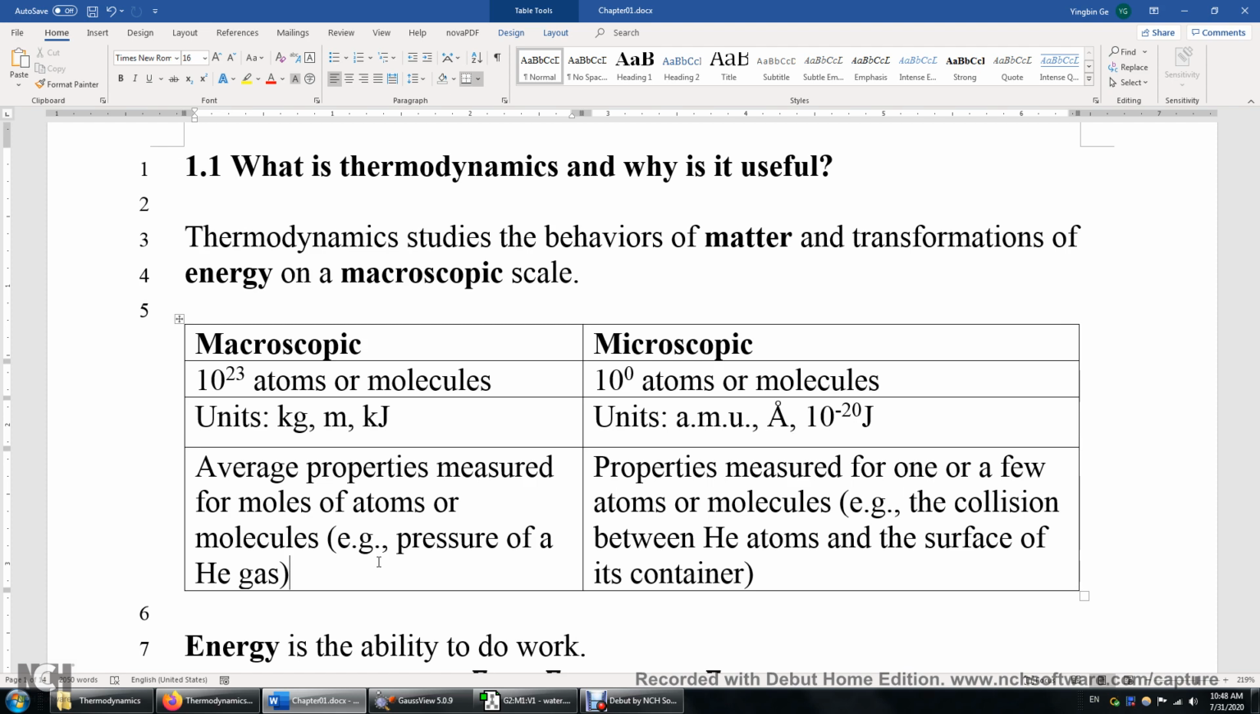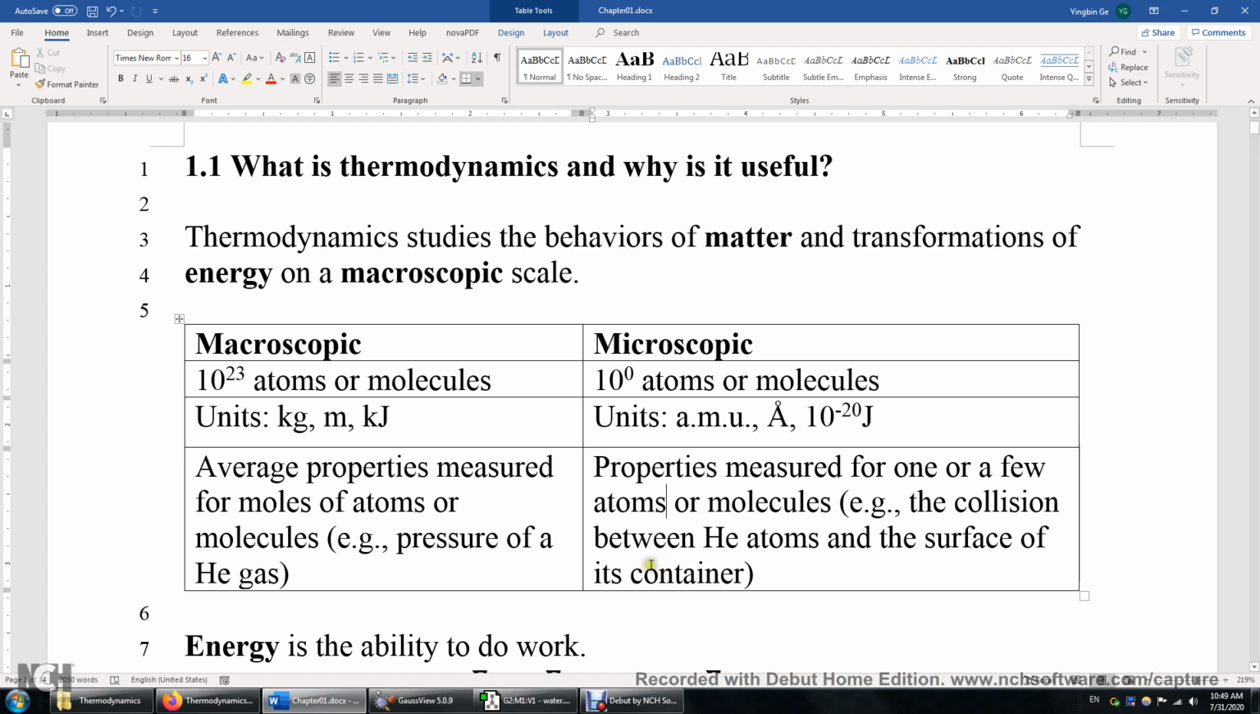What about microscopic properties? Again, they're referring to just one or few atoms. If we're still talking about pressure, we can look at the collision between 1 helium atom and the surface, and then somehow statistically look at the average behavior. And then we will be able to obtain the macroscopic property.